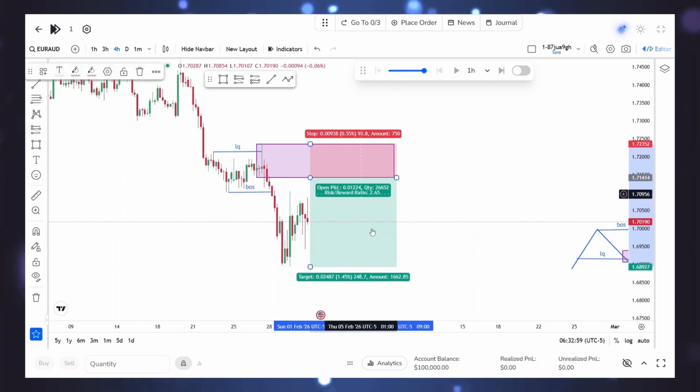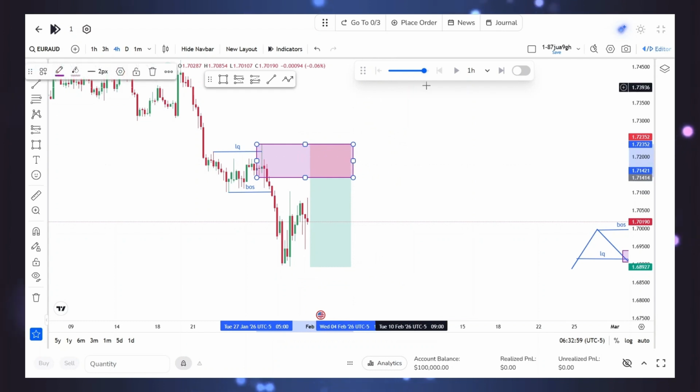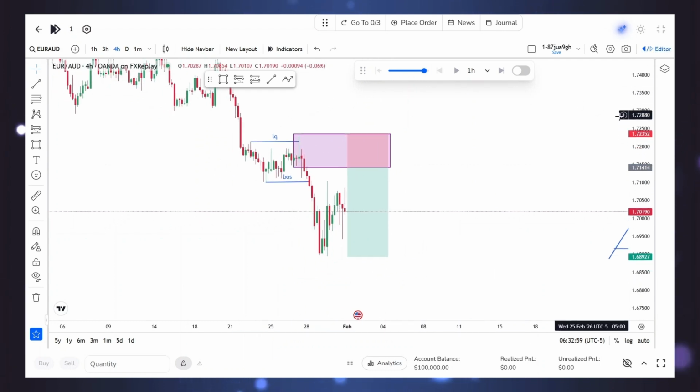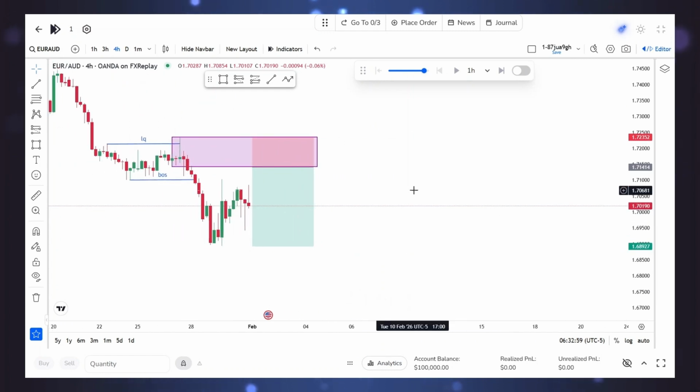This is 1:2.65 risk to reward ratio. So that's how you do it. Then let's play the price. Let's see how it will react on that order block.